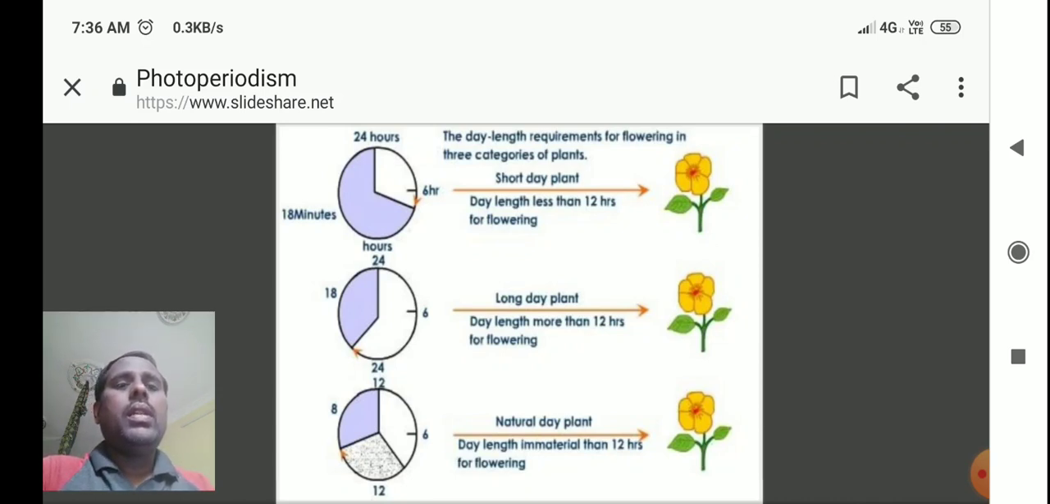You can see the day length requirement for flowering in the three categories of plants. In short day plants, flowering occurs when the day length is less than 12 hours. Long day plants flower when the day length is more than 12 hours. In day neutral plants, day length is immaterial to flowering, so there is no day length requirement.